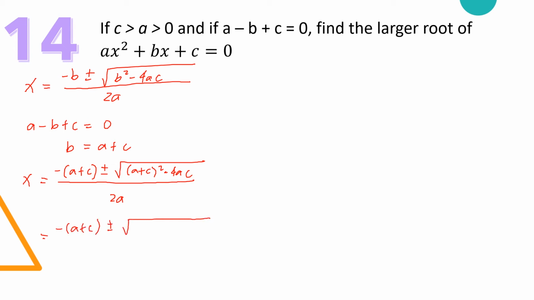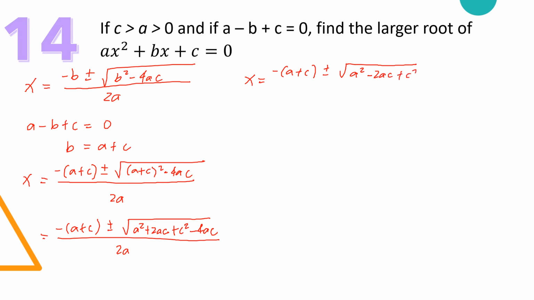A plus c squared is a squared plus 2ac plus c squared. Then we have minus 4ac over 2a. Simplifying the expression inside the radical symbol, we have x is equal to negative of a plus c plus minus square root of a squared, 2ac minus 4ac is negative 2ac, plus c squared, all over 2a.